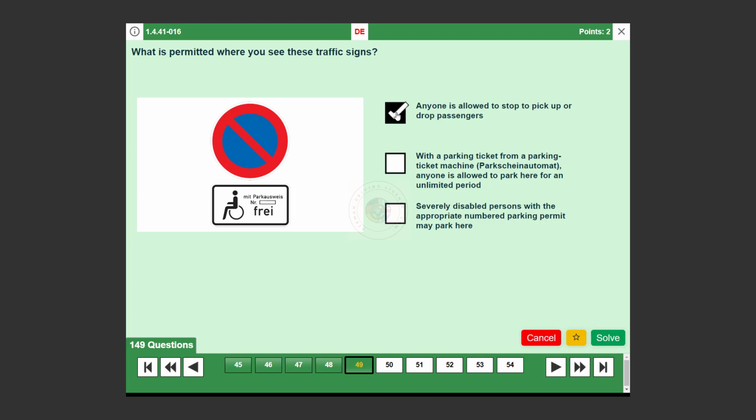With a parking ticket from a parking ticket machine, anyone is allowed to park here for an unlimited period. False. The sign does not permit parking for an unlimited duration, even with a parking ticket from a machine. Severely disabled persons with the appropriate numbered parking permit may park here. True. The additional sign provides an exemption for severely handicapped individuals with a special parking permit, allowing them to park in this zone.